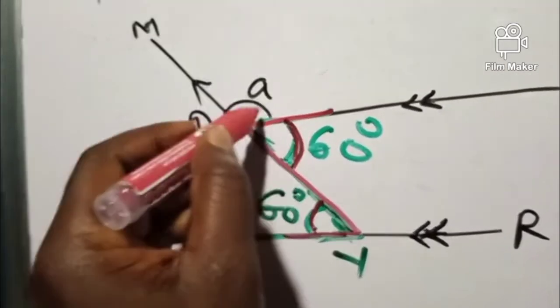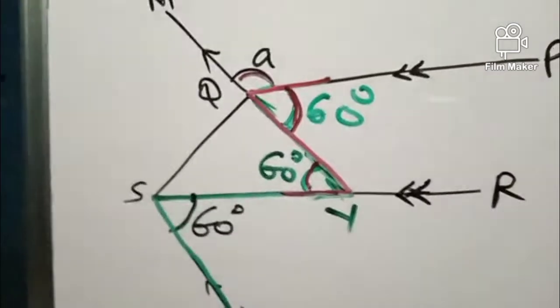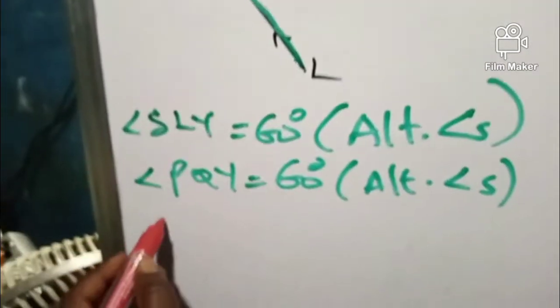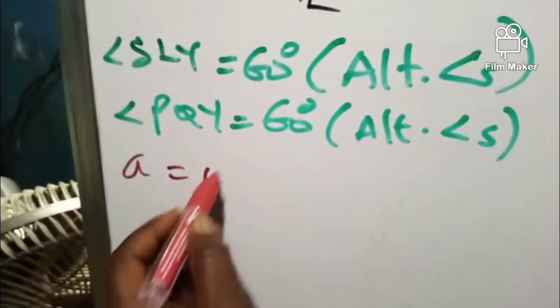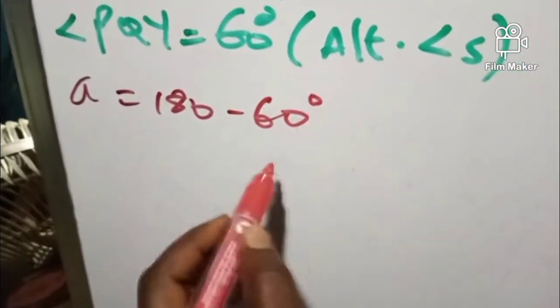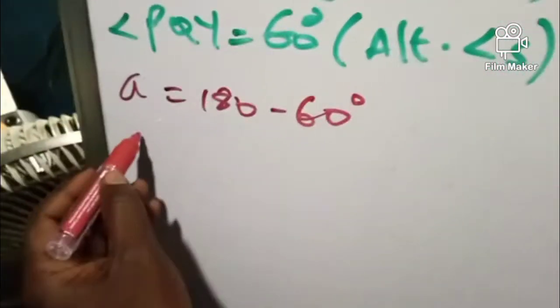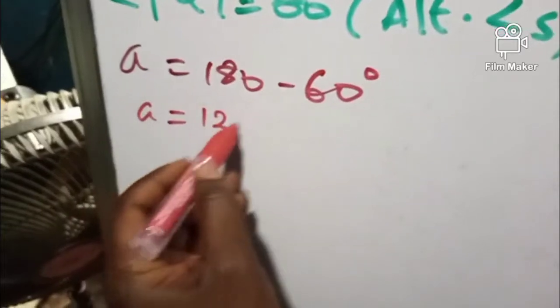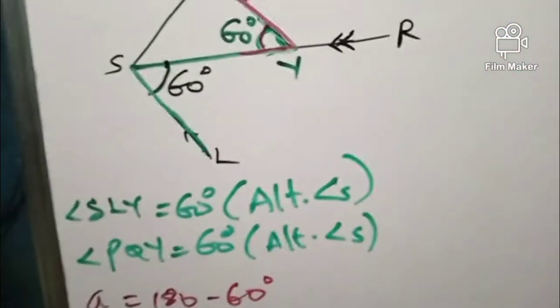But this angle and A are on a straight line. So that means A will be equal to 180 minus 60, angles on a straight line. Then A will be equal to 120 degrees. So it's as simple as that. Let me explain it again.